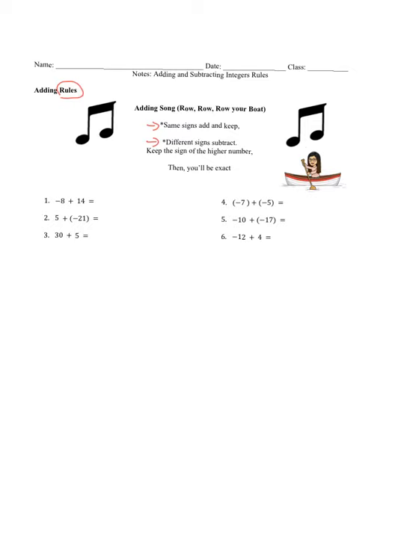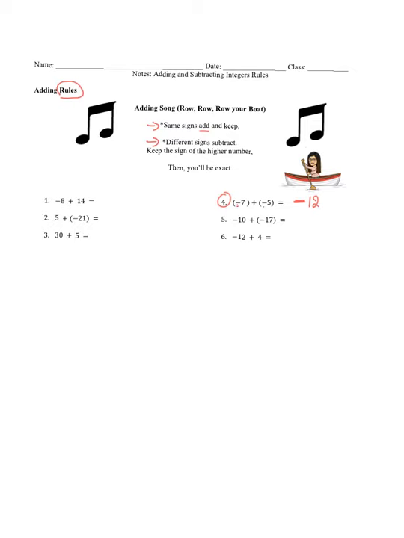I'm going to do one problem that's same side, add and keep. So it's like number 4 right here. They are the same side because they are both negative. So you're going to add and keep the side. Add them up, you have 12, but you keep the side, which means it's going to be negative. They are both negative, so it is negative.